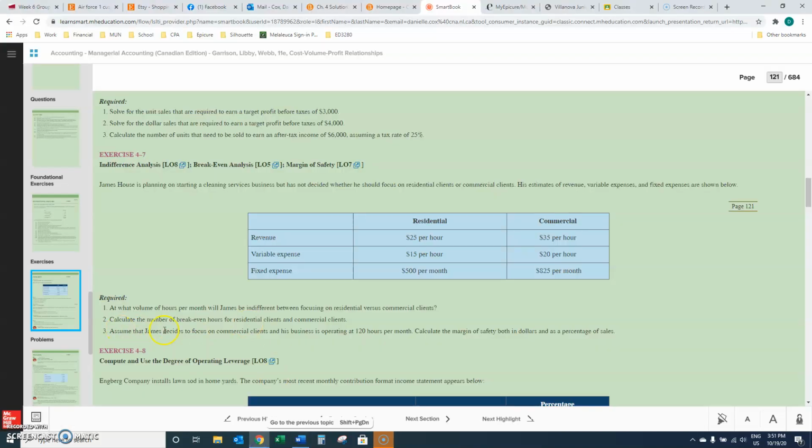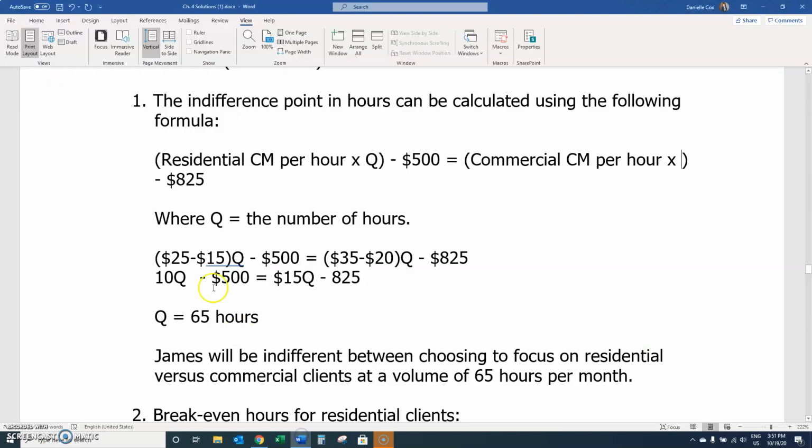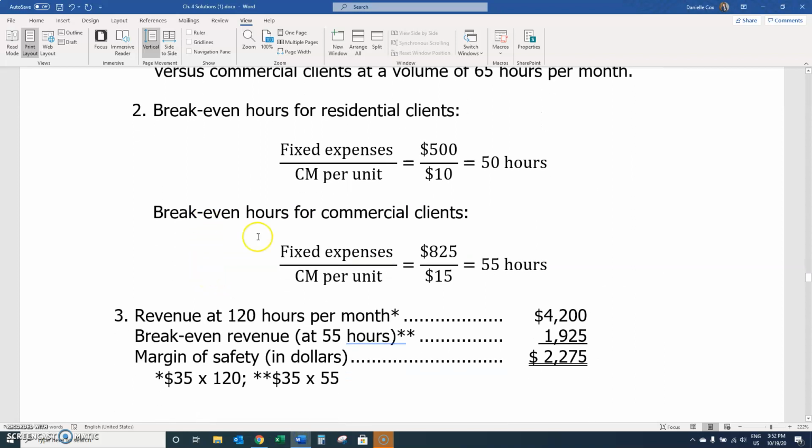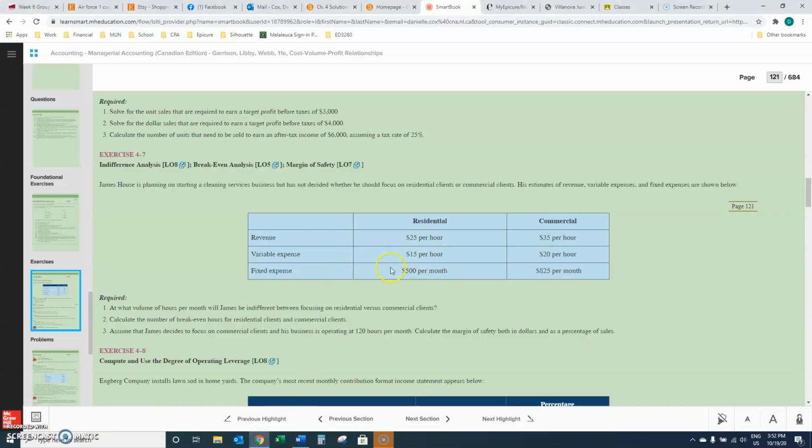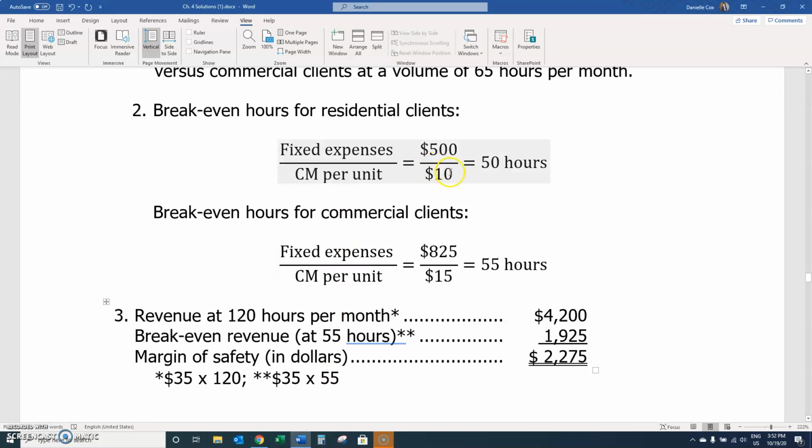Now, Part 2. Calculate the number of break-even hours for residential clients and for commercial clients. Break-even hours for residential clients, you're going to take your fixed expenses divided by the contribution margin per unit. So fixed expenses were 500 and the contribution margin per unit was the 25 minus the 15, which was 10. So 50 hours. So at 50 hours doing residential work, you would break even.